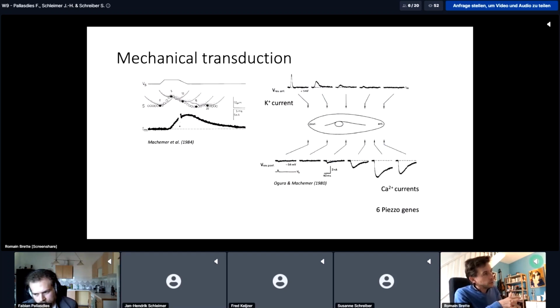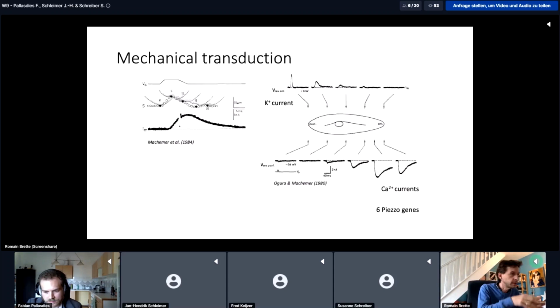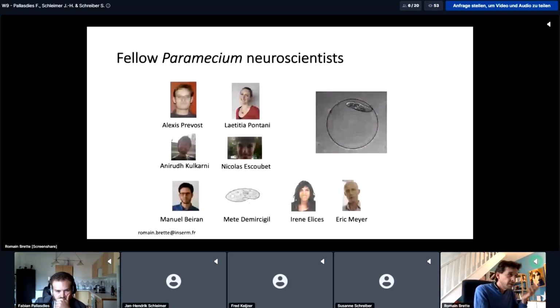What is known is that when you touch the front of the cell here with a glass stylus, you get a short-lived depolarizing current, which is mediated by calcium. And if you touch on the rear, you get a potassium current. So you have a gradient of mechanosensitivity from rear to front. And actually in the genome, which has been fully sequenced, there are piezo genes, genes for mechanosensitive channels.